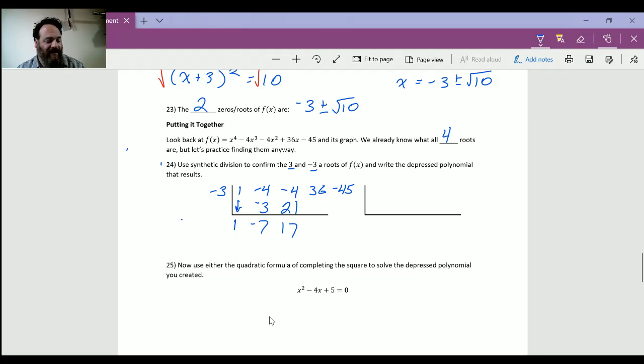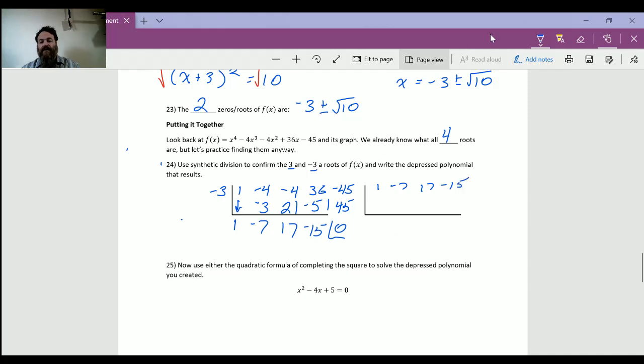Okay, so now we're doing 3 times 17. And that, I believe, is going to be 51, which is negative. All right. And 36 minus 51. Ah, that looks so much better. Negative 15. And negative 3 times negative 15 is a positive 45, and you end up with 0. Phew. All right, that worked out, and I'm going to go ahead and use that as our depressed polynomial.